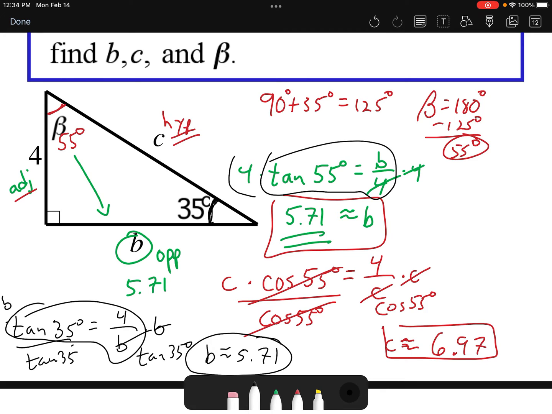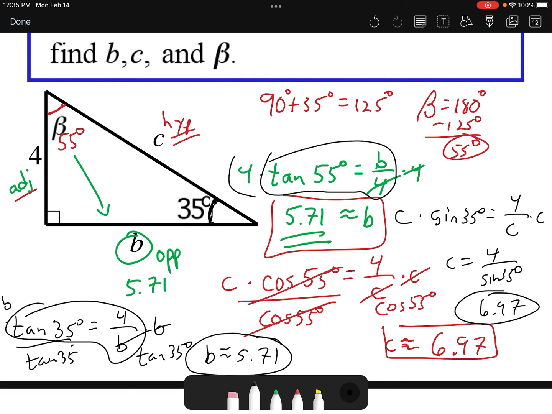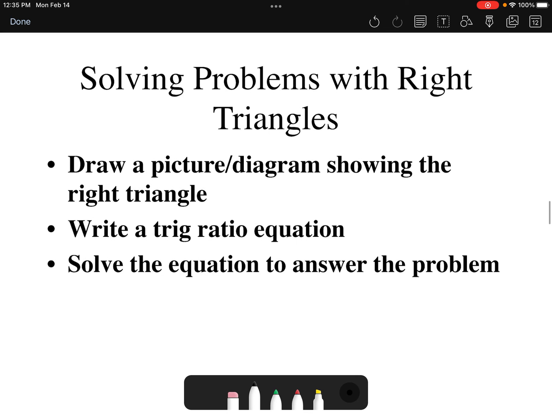Now, similarly, I can find C using sine, wouldn't it? Sine of 35 would equal 4 over C. And again, multiply by C and then divide by sine of 35. So it's 4 divided by sine 35. And I bet we get 6.97, and we indeed do. 6.97. So there's more than one way to solve a triangle.